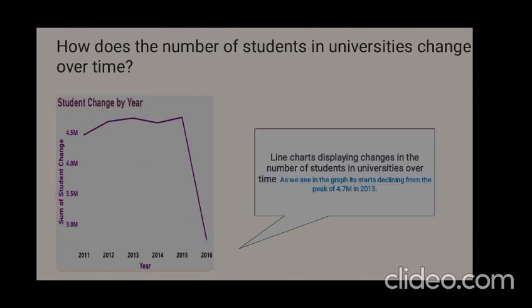Next question. How does the number of students in universities change over time? To show this, I use a line chart displaying changes in the number of students in universities over time. As we see in the graph, it starts declining from the peak of 4.7 million in 2015.